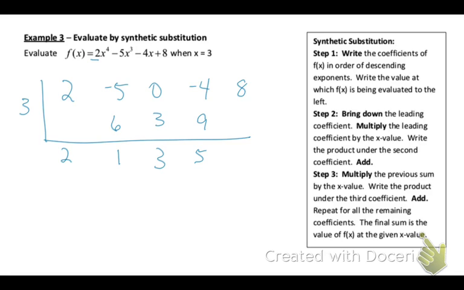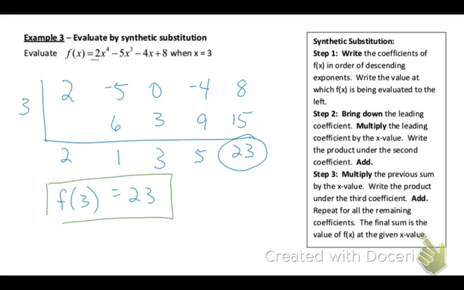And then finally, 5 times 3 is 15, and we add vertically. So the final sum is the value of that, the last value. We call that our remainder, but that means when we plug in 3, we will get 23.